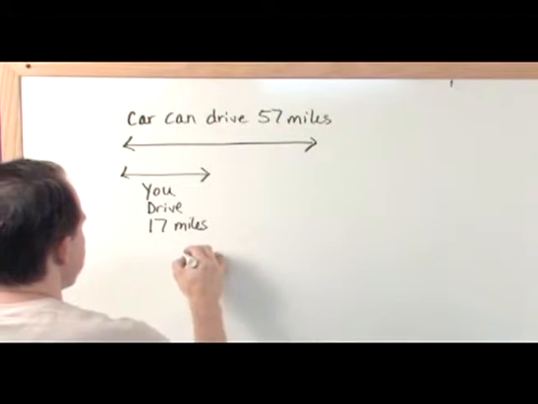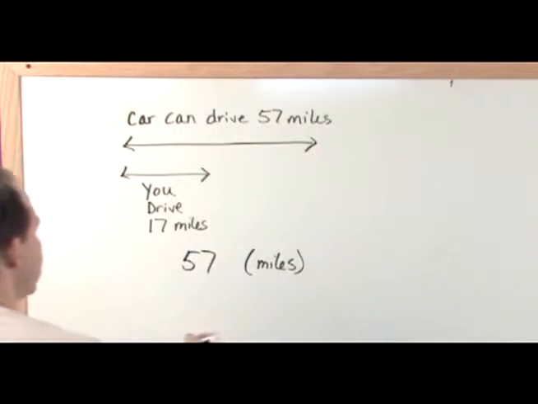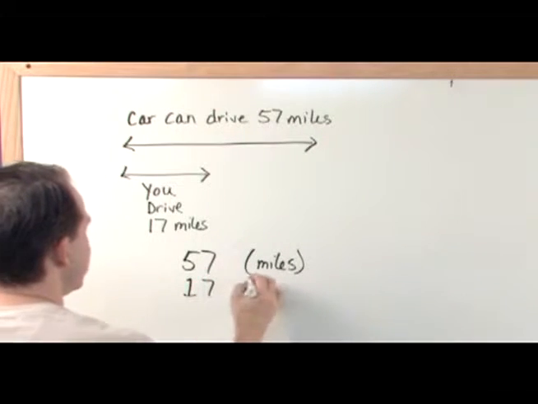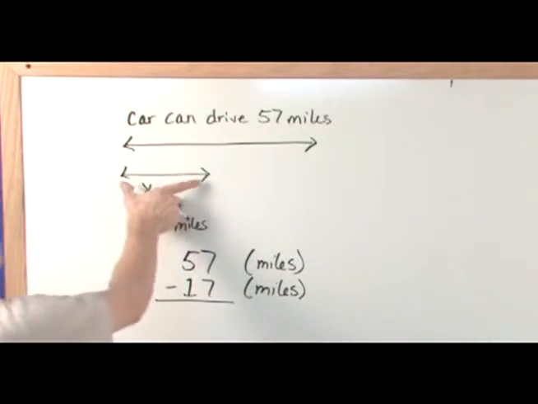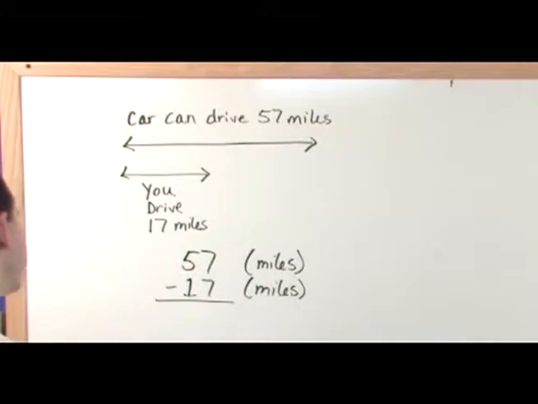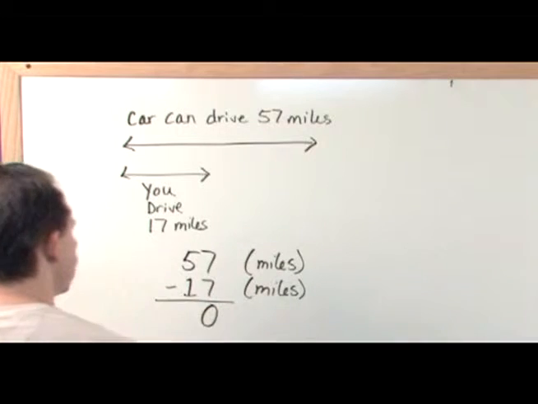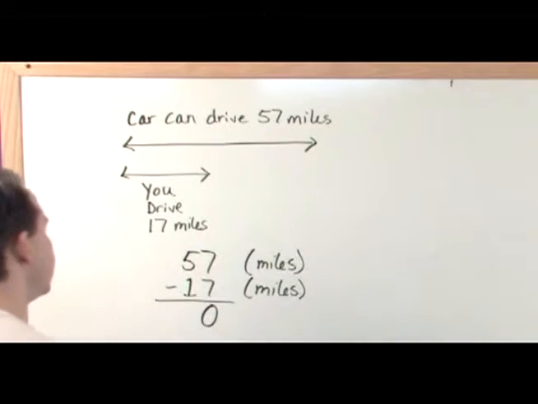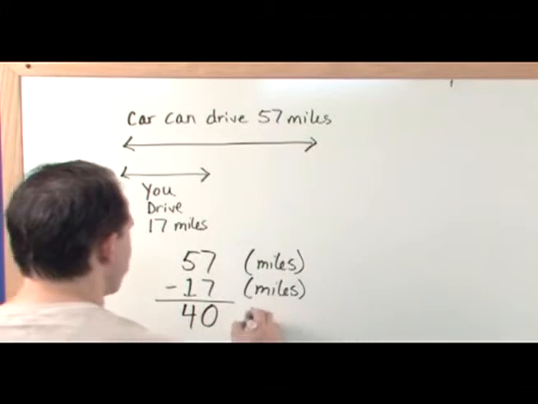So let's do that. 57 what? It's 57 miles. Okay? And you're subtracting 17 what? 17 miles. And you're doing this subtraction so that you can take off how much you've gone, so you know how much farther you can go before you run out of gas. So starting in the right-hand column, 7 minus 7, I think you'll all know is 0. 7, subtract 7 from it, gives you 0. Okay? 5 minus 1 gives you 4. Starting at 5, subtracting 1, gives you 4. So you're left with 40 what?